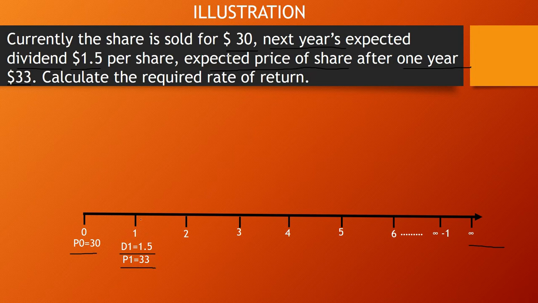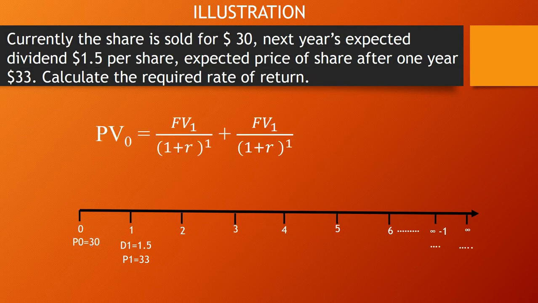Now if I convert these two amounts to 0, that means if I calculate the present value of these two amounts, then I am going to get the present value of the share. So I can equate it this way: present value equals future value 1 divided by 1 plus r raised to power 1, because the value we are given is at the end of year 1. So that means power is 1. Again, future value at the end of year 1 divided by 1 plus r raised to power 1.